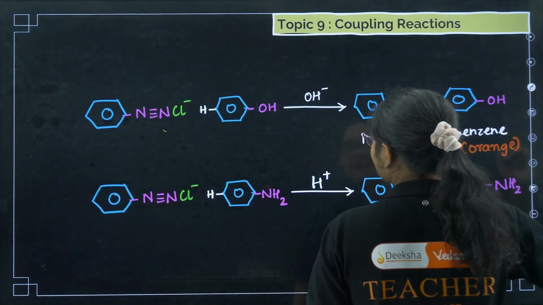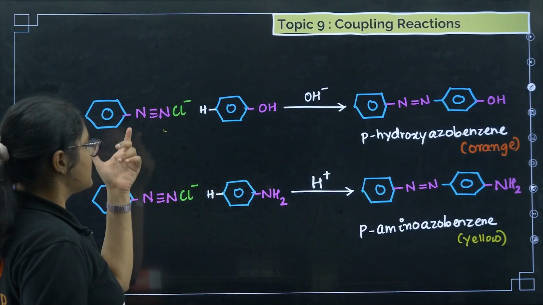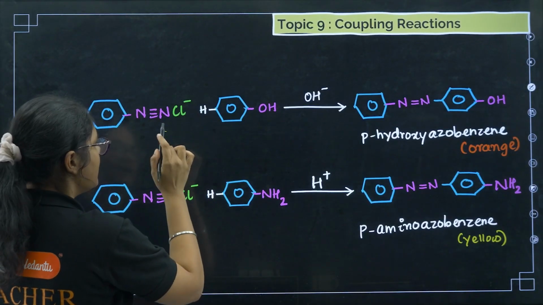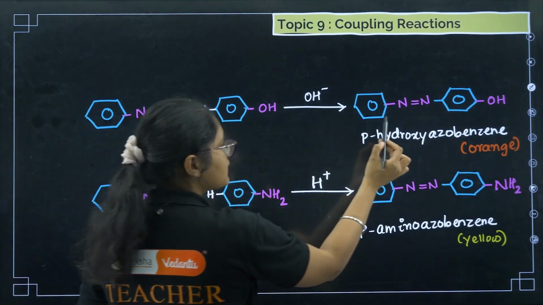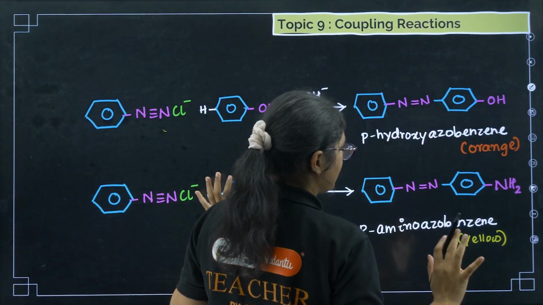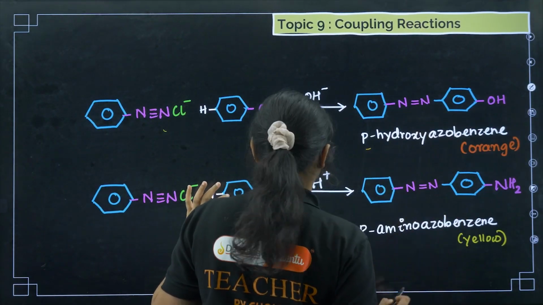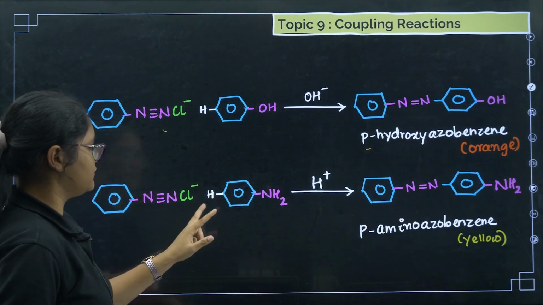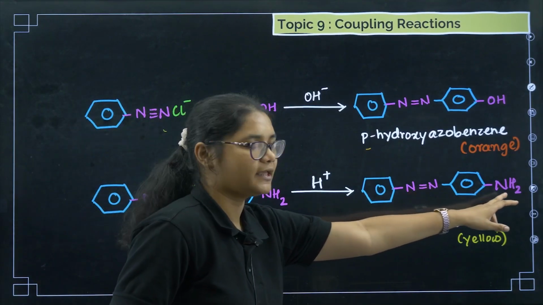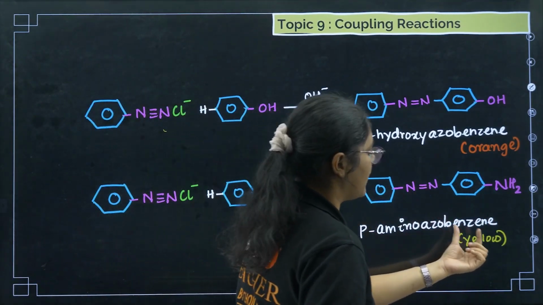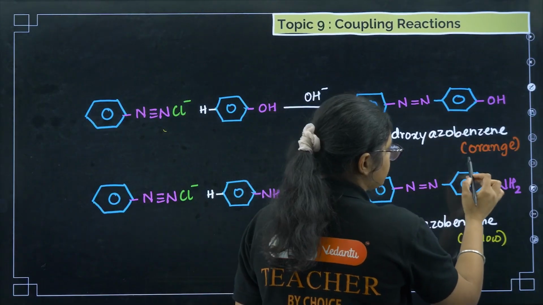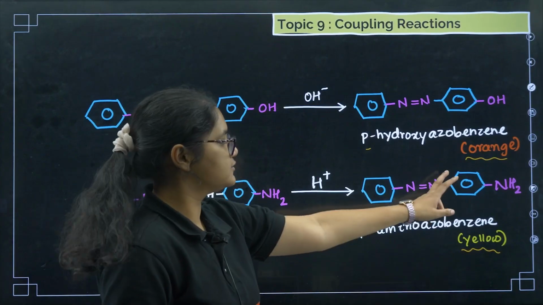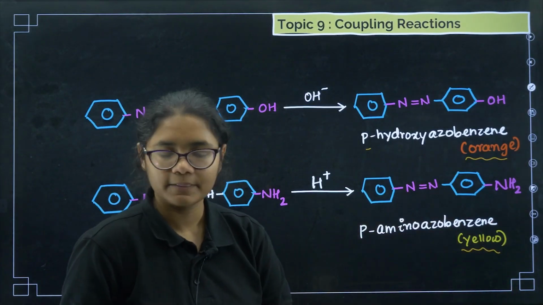Now coming to coupling reaction, there are two types of coupling reaction. One is benzene diazonium chloride with phenol. In this, HCl will be removed, a coupling forms and an OH will be attached. That is called para hydroxy azobenzene. Similarly here, you get this one, and HCl will be removed. You will get the N=N double bond. Then NH2. This will give you para amino azobenzene. So you know para hydroxy azobenzene is orange in color and para amino azobenzene is yellow in color. Clear? Fine.